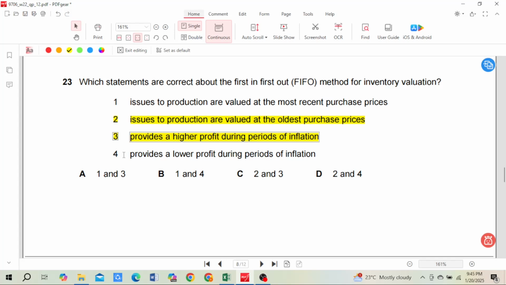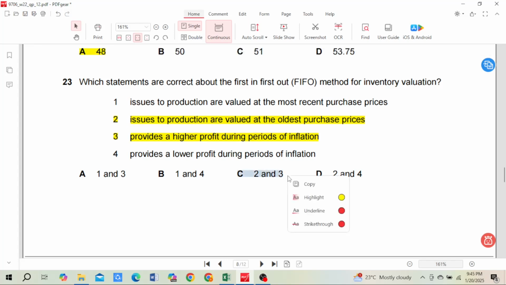And the last one is provides a lower profit during inflation. This is incorrect. So the right answer is 2 and 3, which is option C.